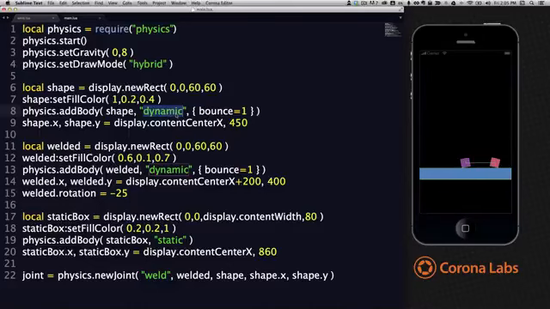Both squares are given dynamic body types so they can move around and react to forces. Each object will react to physical forces, but since they are welded together, any reaction by one object will impact the other object as well. To make things more interesting, we've set the rotation of the welded square to -25, which in turn affects both objects because of the weld joint. Next, we created our joint by calling physics.newJoint and passed in the required parameters. Check the documentation on the Corona Labs website for more details on working with weld joints.